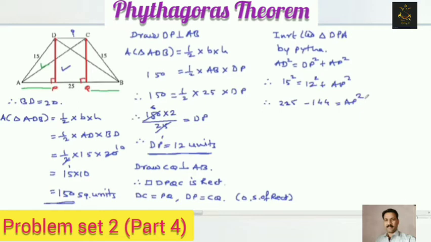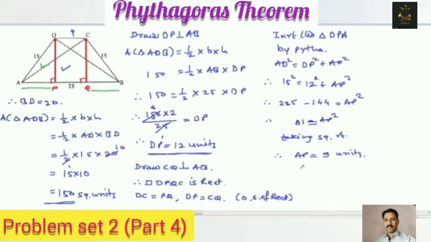Now look here, what is the subtraction? 5 minus 4 is 1. 12 minus 4 is 8. Carry 1. So 81 is equal to AP square. Again taking square root on both sides, AP is equal to 9 units.